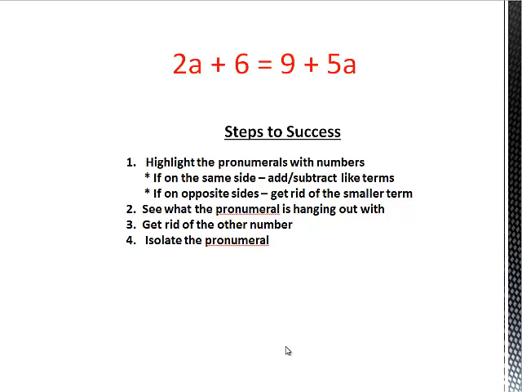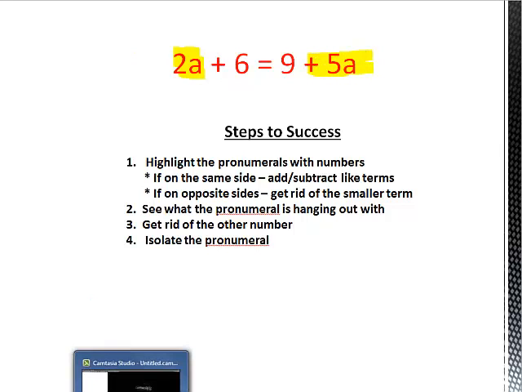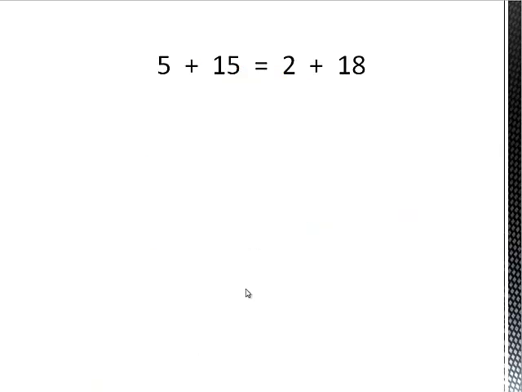In the equation 2a plus 6 is equal to 9 plus 5a, you start off pretty much like you did before. You would highlight the 2a and then also the plus 5a. But in this case, you have to somehow join them together. Can we just add them together? Will this work? Consider the following equation. Is it true that 5 plus 15 is equal to 2 plus 18? Yes, because 20 equals 20.